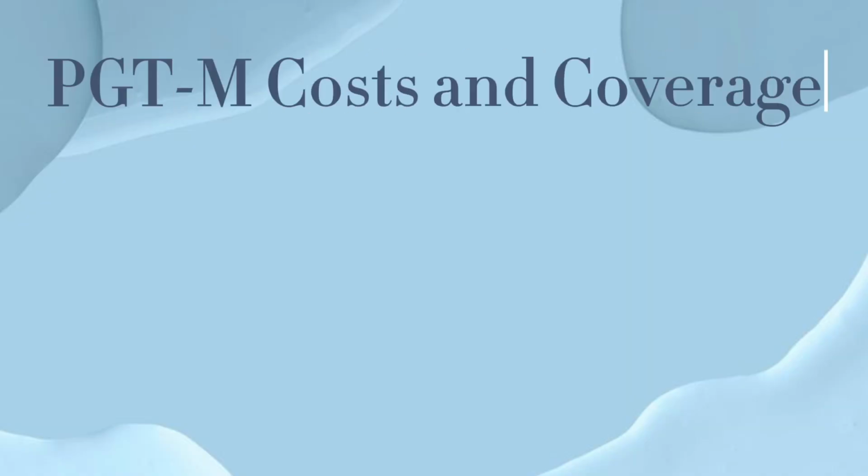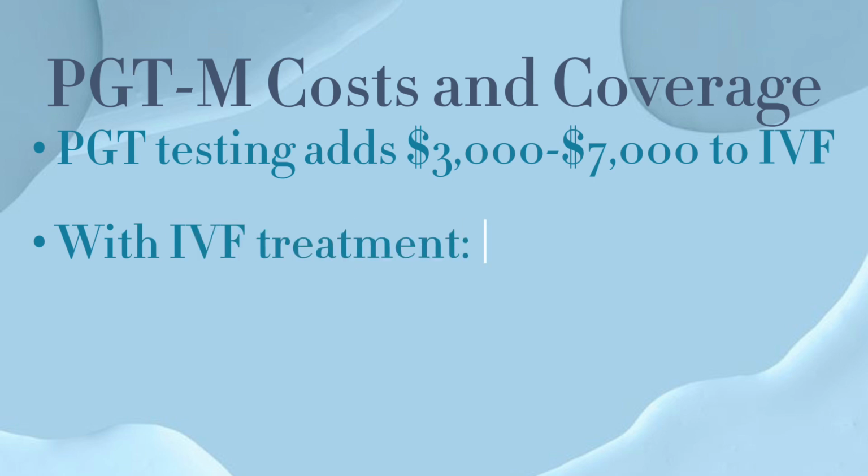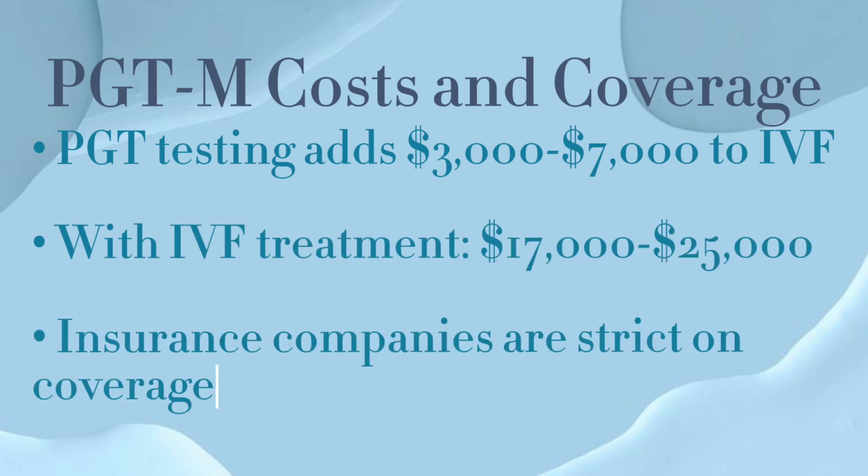As for costs, PGT-M typically adds $3,000 to $7,000 in the IVF process. In total, with IVF treatment, prices range from $17,000 to $25,000. Insurance companies are strict on insuring PGT. They don't cover the costs, making the procedure very costly.